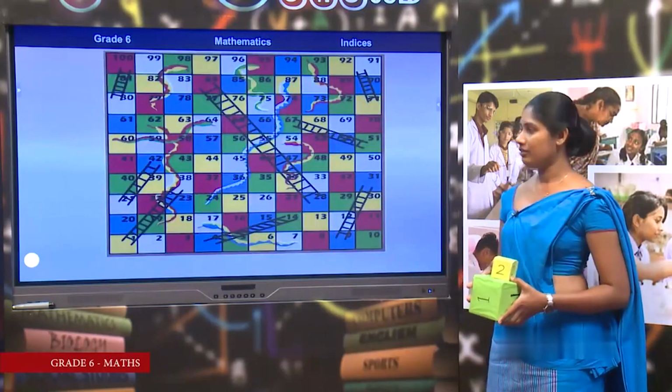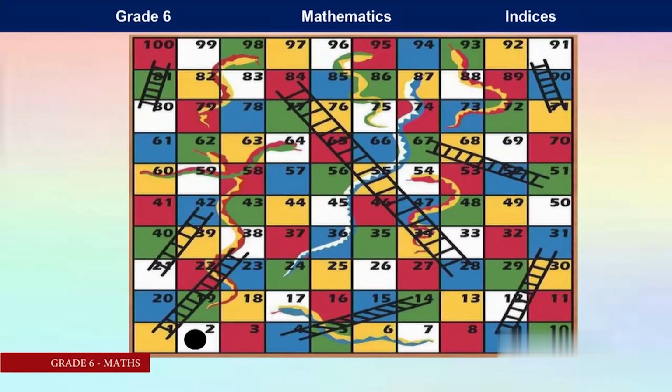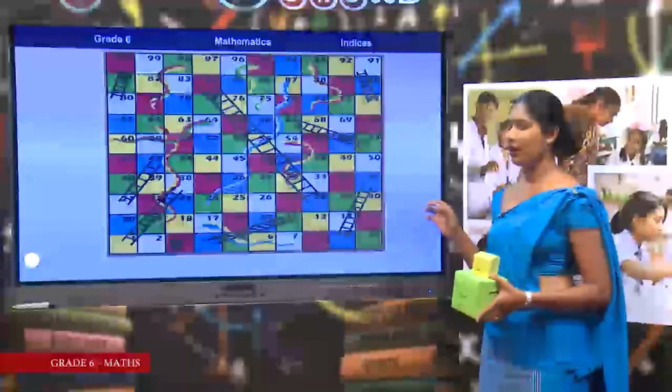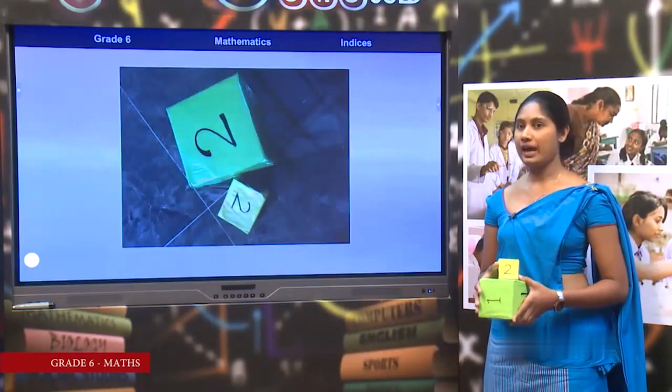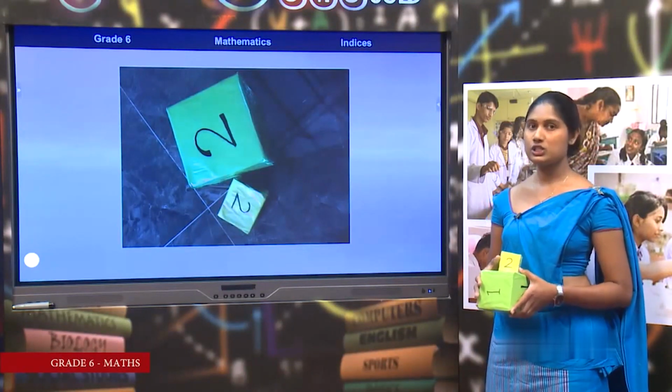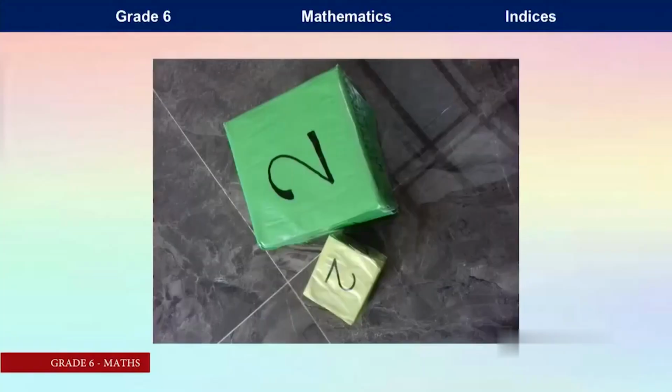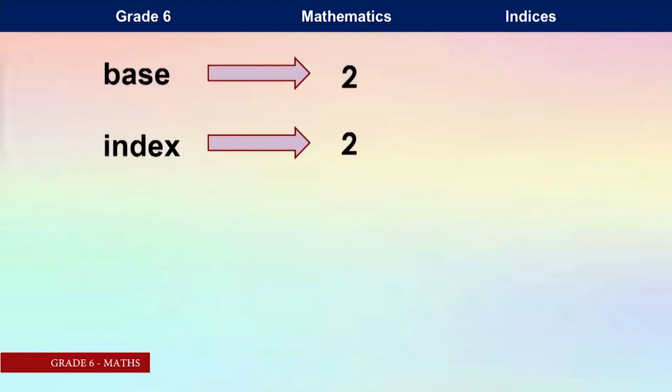Then after 1, we have 2. We have the number 2, then we have to go to another number, that is 2 plus 1 is 3. Now, I put that button on the number 3. Then again I rolled and I observe these 2 faces again, that is base is 2 and index also 2. How to write it? Here base is 2 and index is 2. Using index notation, I can write it 2 to the power 2 or 2 squared.